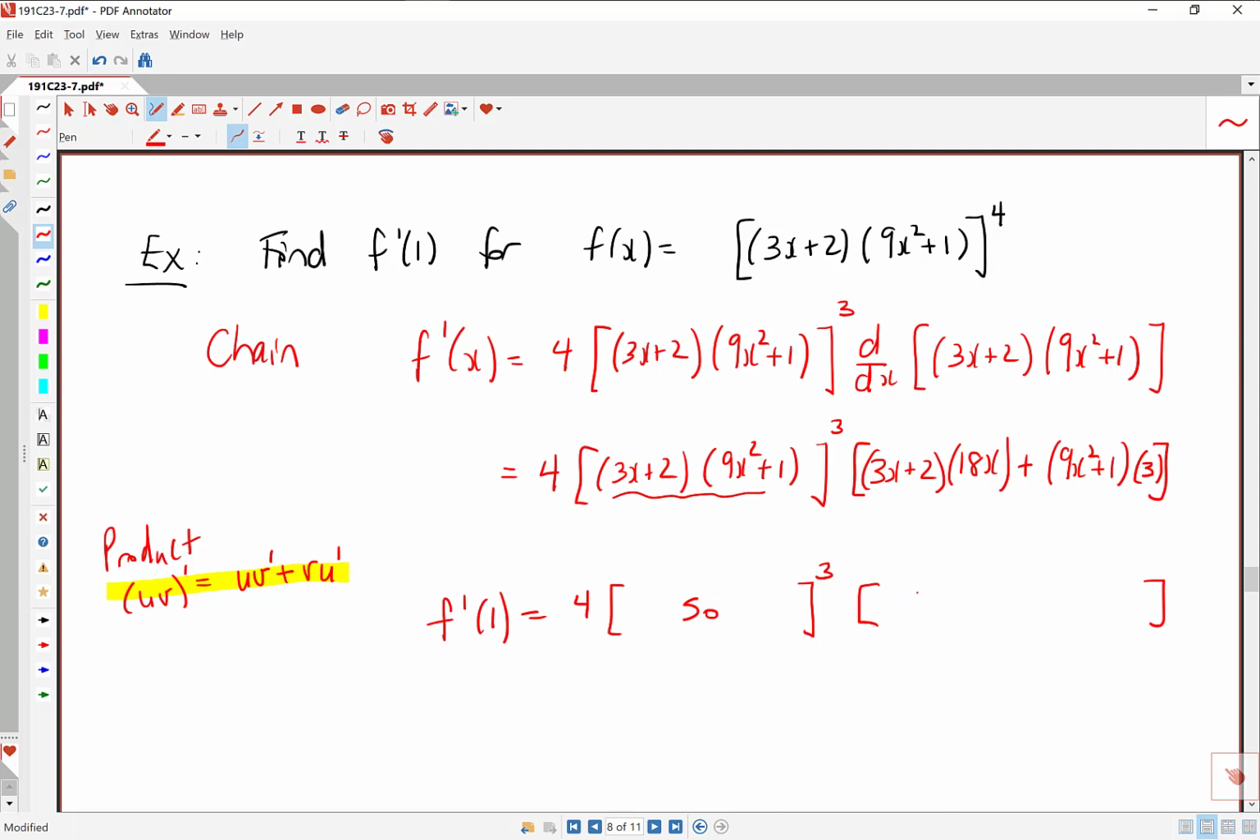Continuing to plug in 1, we'd have 5 times 18 plus 10 times 3. And again, if you want to make life easier for yourself before doing the full calculation, you could do just this part on your calculator. You could say, oh, that's 120. And now you're typing in something relatively easy to your calculator: 4 times 50 cubed times 120. So that works out to 6 times 10 to the 7.